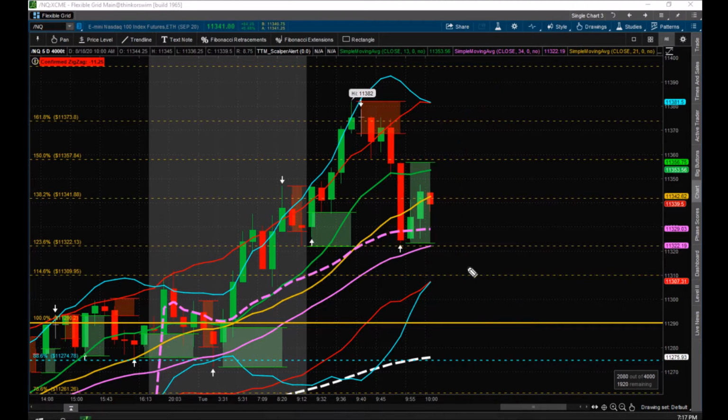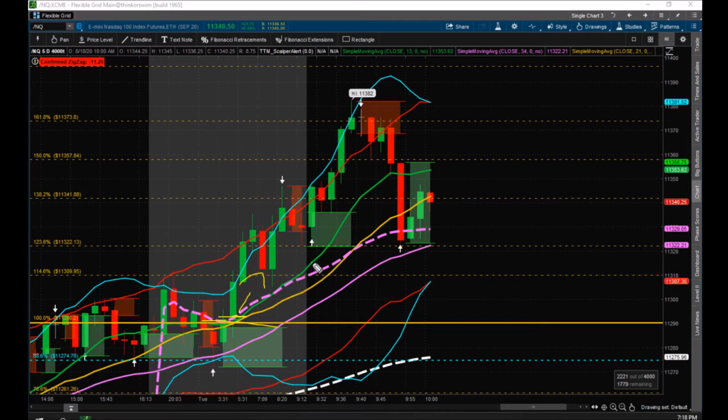So how do I find my entries? My entries are based on several different things. I have different strategies, and I confuse a lot of people with what I use and how I enter. I'm long most of the time above the daily VWAP. If the next candle opens above it, I'm long.